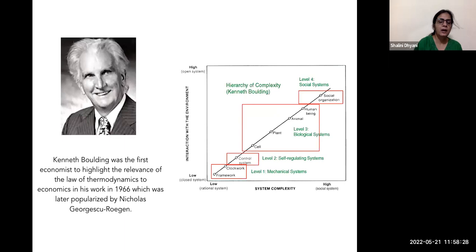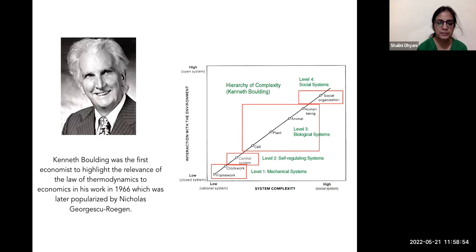Now, there were a few important economists who discussed some important points. One of them was Kenneth Boulding, who was the first one to highlight the relevance of the law of thermodynamics to economics. His seminal work was carried out in 1966, which was later popularized by Nicholas Georgescu-Roegen. And I will be talking about this next person in forthcoming slides.